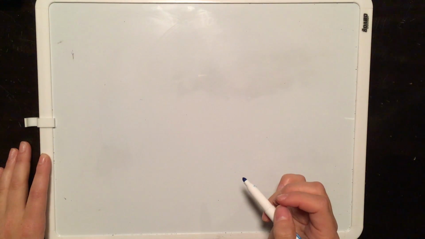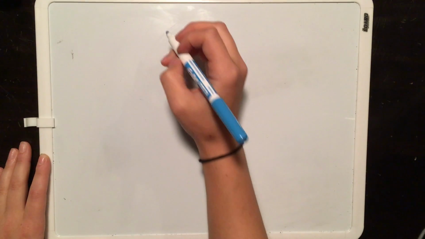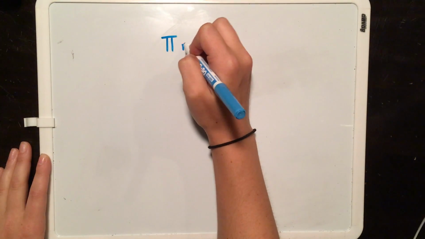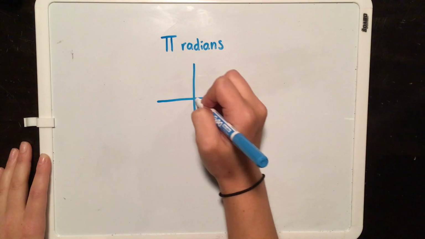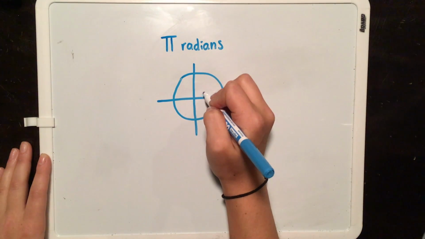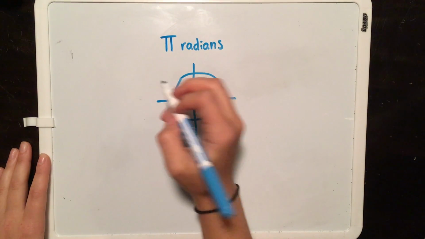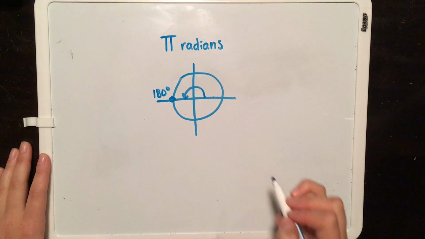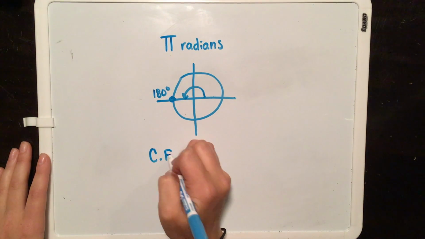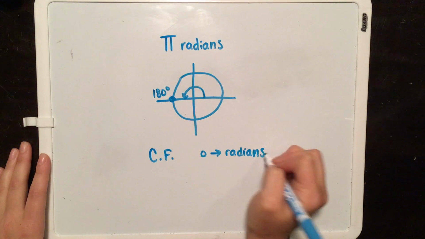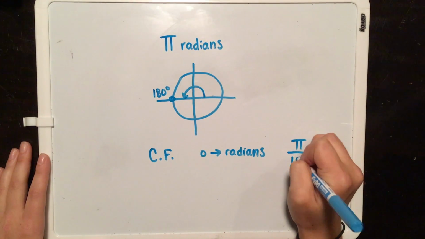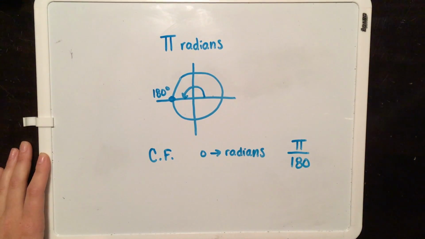Converting from radians to degrees, we're going to have a conversion factor very similar to the conversion factor we use when converting from degrees to radians. So we know that pi radians is halfway around the circle. Pi radians will take us halfway, and that's also 180 degrees. And our conversion factor for going from degrees to radians was pi over 180, since pi and 180 degrees are equivalent.